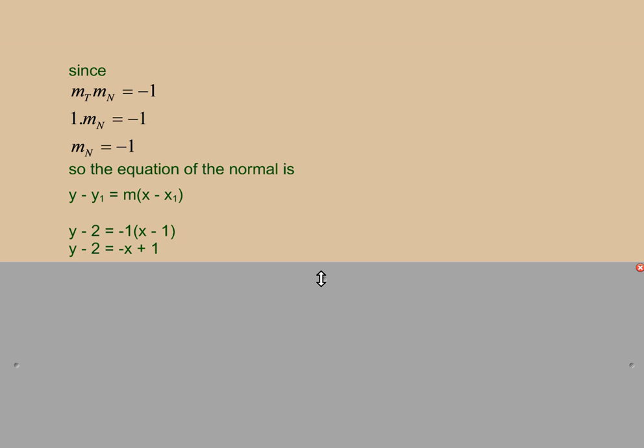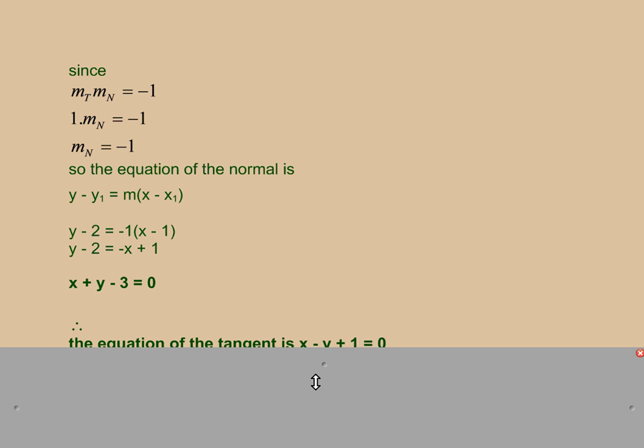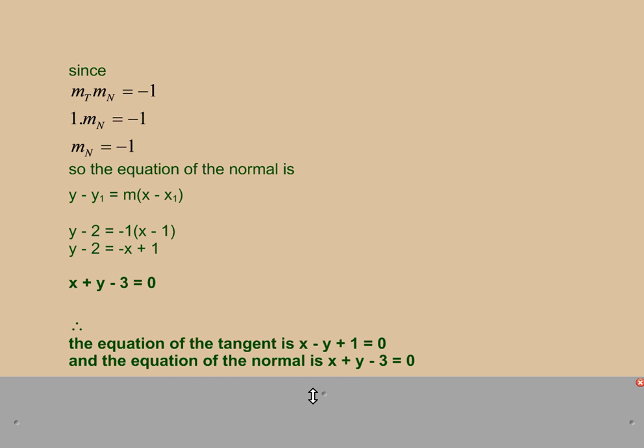Expanding the brackets, we get -x plus 1, which will simplify if we add x to the other side. So we'll have x plus y, and then subtracting 3 from both sides gives us x plus y minus 3 equal to 0. So in summary, the equation of the tangent is x minus y plus 1 equal to 0, and the equation of the normal is x plus y minus 3 equal to 0.